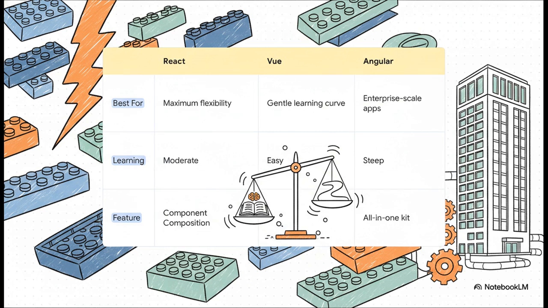And what I love about this is how it really shows the different philosophies at play. React is kind of like a box of high-powered Legos. It gives you total flexibility to build whatever you want. Vue finds this beautiful balance, which makes it famously easy to pick up. And Angular, that's your all-in-one prefabricated kit. It's perfect for huge enterprise apps where you need everyone to be on the same page.